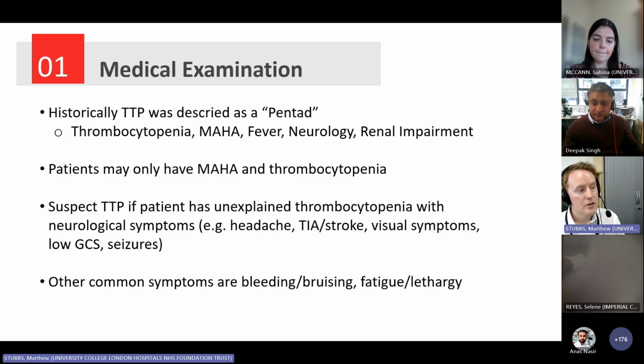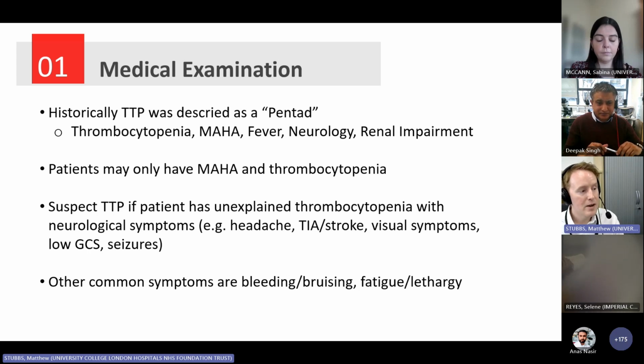I mentioned it's important to consider TTP from a clinical perspective, and historically TTP was described as a pentad of symptoms shown here: thrombocytopenia, MAHA, fever, neurological involvement and renal involvement. But we know that many patients don't have all five of these symptoms, and actually TTP should be considered when patients have just MAHA and thrombocytopenia.